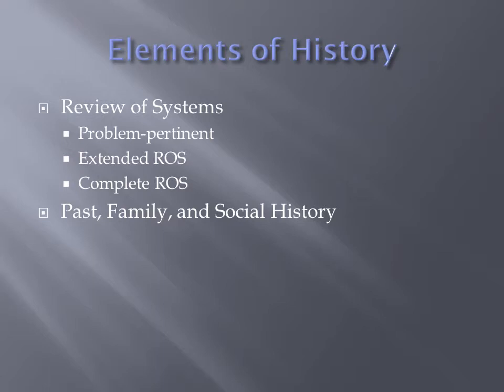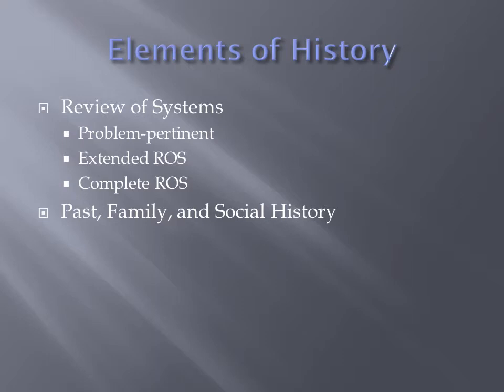There are many elements involved in a history. Refer to Table 8.1 on page 196. You'll have a review of systems. A problem pertinence review addresses the system directly related to the problem that is identified in the chief complaint or the HPI. Usually only one system is addressed with a problem pertinent review.